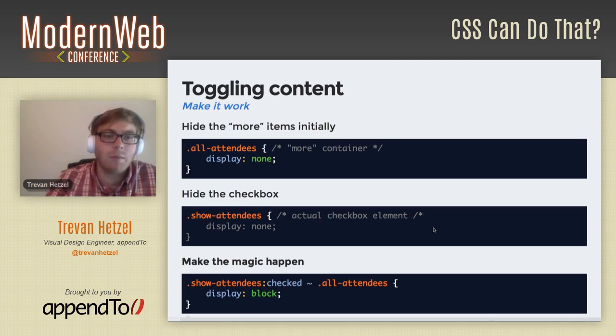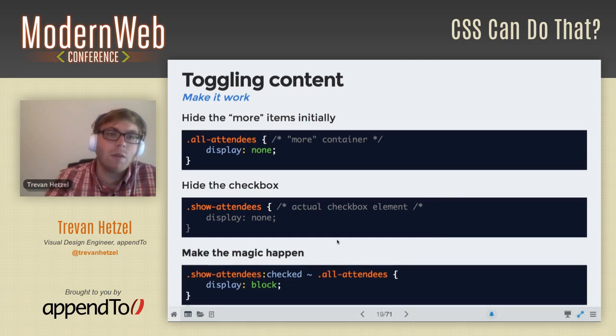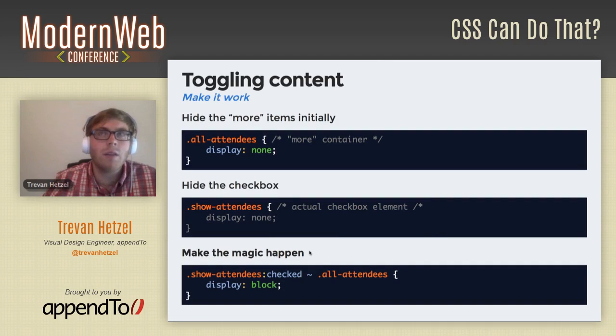And then we're going to actually make the magic happen. So although the checkbox is hidden, its label is not. And remember, by clicking the label, you can still toggle on and off the checked pseudo class of the checkbox. So when the checkbox is checked, we're going to use the general sibling selector to select that all attendees div, because it comes after it in the DOM, and we're just going to set it to display block.